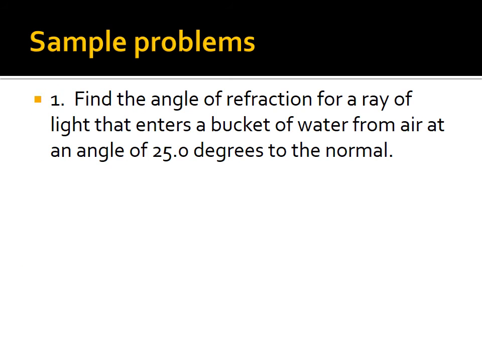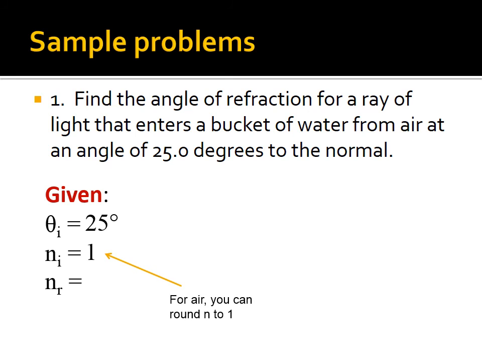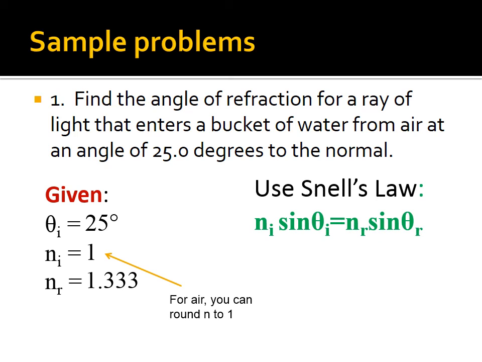We'll run through a quick sample problem, but we'll spend next class talking about these two. If light entered a bucket of water from air at an angle of 25 degrees to the normal, we know that the incoming light is 25 degrees. We'll round the index of refraction of air down to 1, and water is 1.333 if you look it up on that table. If we plug all these into Snell's law and solve for theta r, we'll have the answer to the problem.